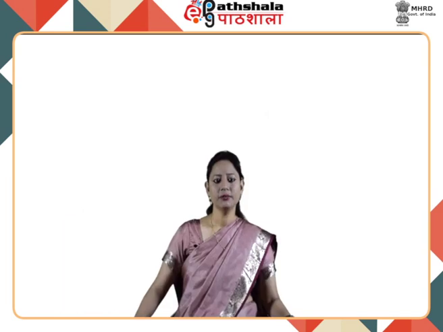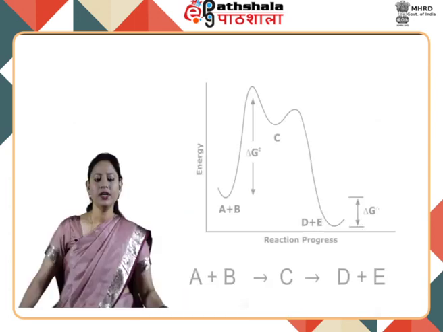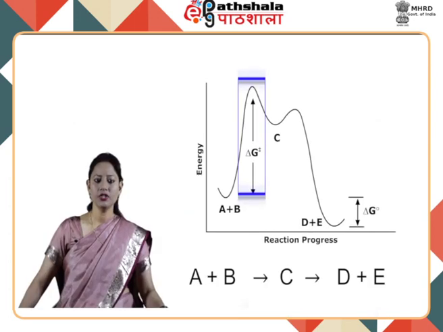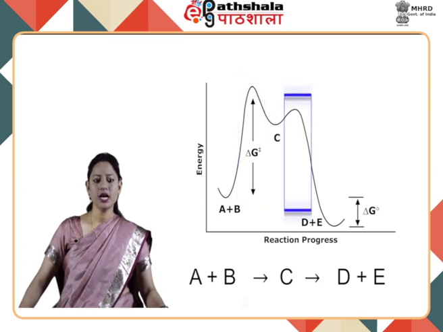The kinetic stability of a compound is indicated by delta G double dagger. If delta G double dagger is large, the compound is kinetically stable because it does not undergo that reaction rapidly. If delta G double dagger is small, the compound is kinetically unstable, that is, it undergoes the reaction rapidly.